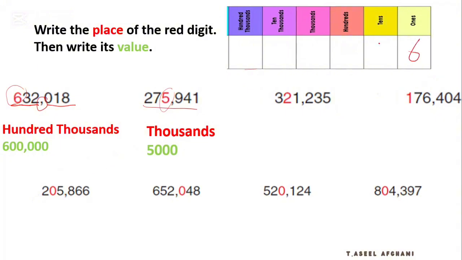6 in the ones place, 6 in the tens place, 8 in the hundreds, 5 in the thousands, 0 in the 10,000s, and 2 in the 100,000s. Okay, he's asking about the 0. The name of the place is 10,000. Excellent. And if you have 0 10,000s, how do we write 0 10,000?